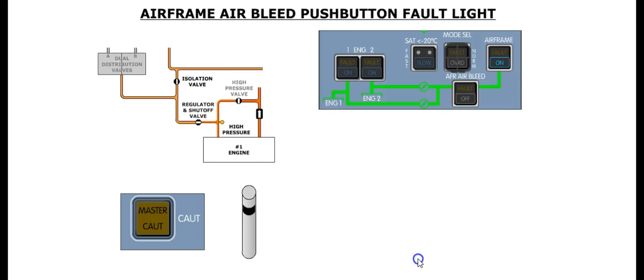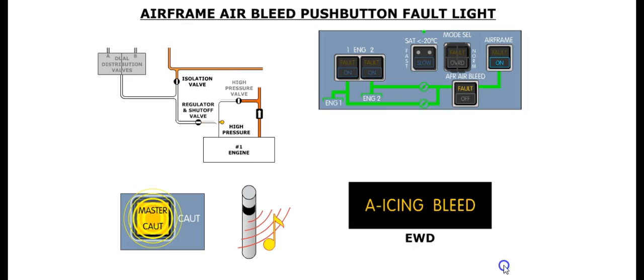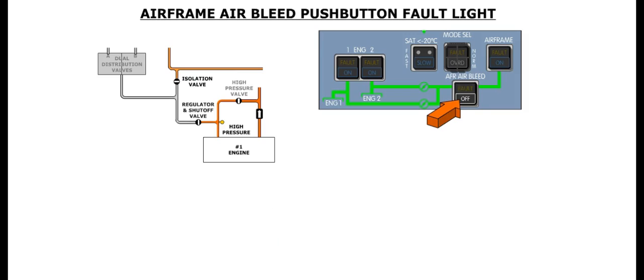The fault caption illuminates amber and the FWS is activated when the air pressure downstream of the de-ice valves is below 14 psi for more than 10 seconds, or when the air temperature of the bleed air upstream of the de-ice valves exceeds 230 degrees Celsius. The fault caption is extinguished when the airframe air bleed push button is selected out. If the fault caption illuminates, both master caution lights will flash, a single chime will sound, and the amber anti-icing bleed message is displayed on the EWD.